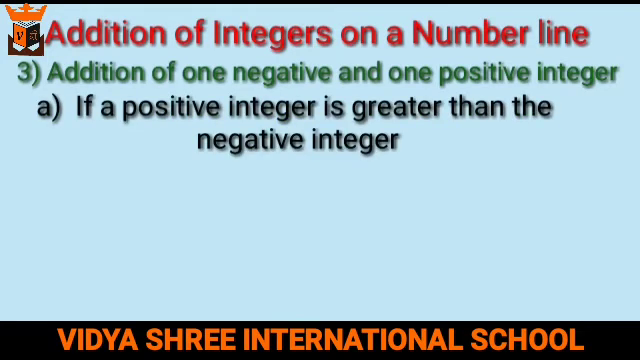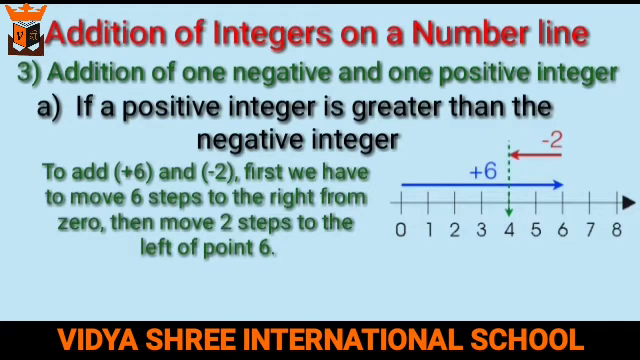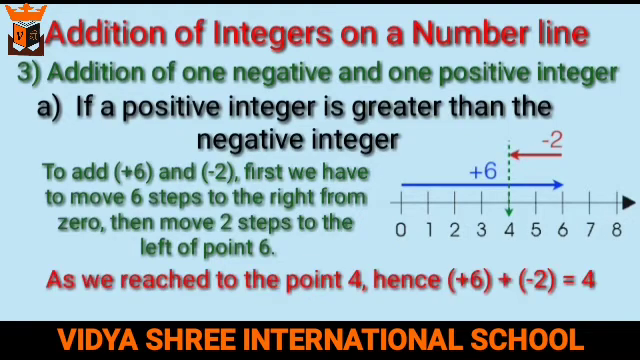If a positive integer is greater than the negative integer, for example, to add plus 6 and minus 2, first we have to move 6 steps to the right from 0. Then move 2 steps to the left of point 6. As we reach the point 4, 6 plus minus 2 equals 4.